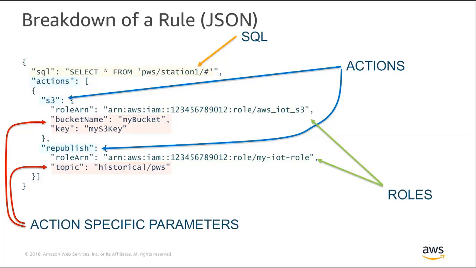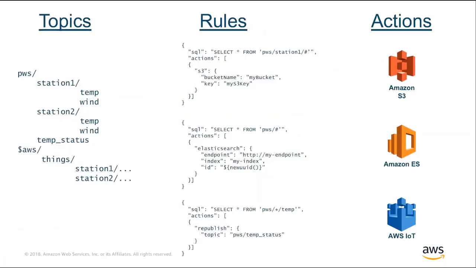To break this down a little further, let's look at our topics on the left, the rules that we've configured in AWS IoT Core in the middle, and what actions they'll trigger on the right. If we were to publish a message to PWS/station1, temperature or wind, it would match the first rule, which would then push that message to S3.